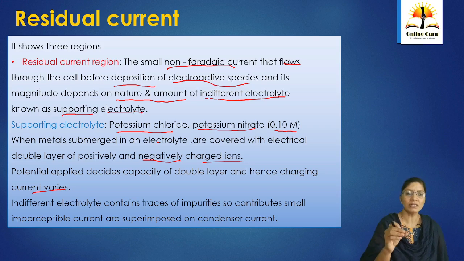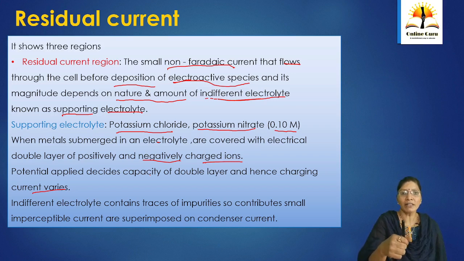See what we discussed. Initially, when we apply a certain magnitude of potential, that potential is insufficient to carry out decomposition of the analyte. So what will come into the picture? It is the supporting electrolyte. Why is it coming into the picture? Because it is larger in concentration as compared to the analyte. So it easily carries charge and gives charging of the electrode surface, forming an electrical double layer. This is recorded as residual current.